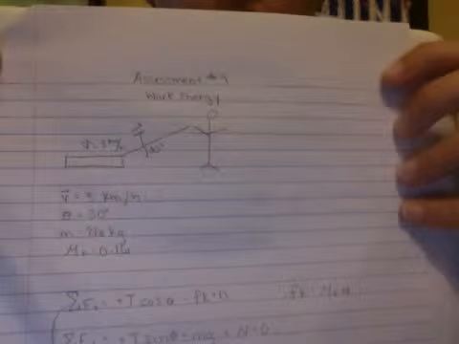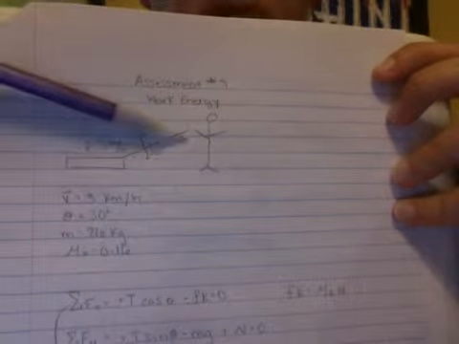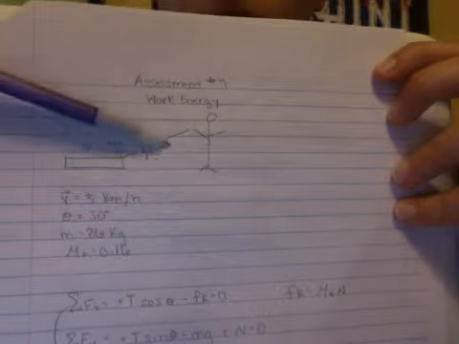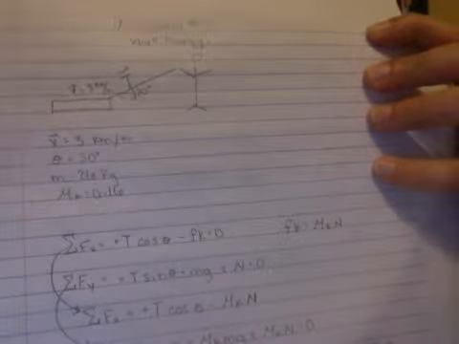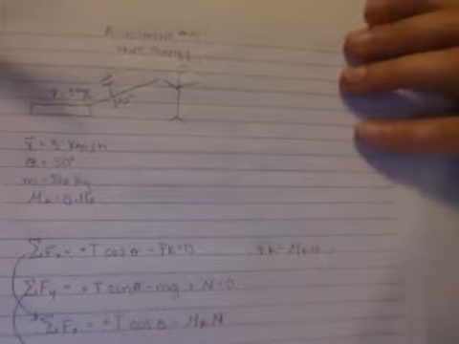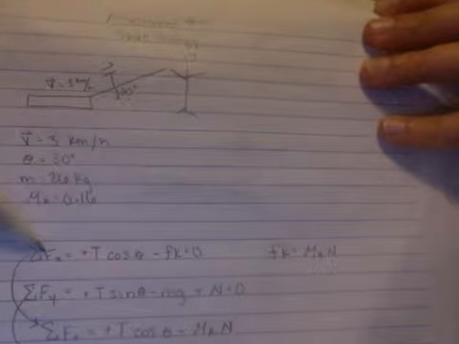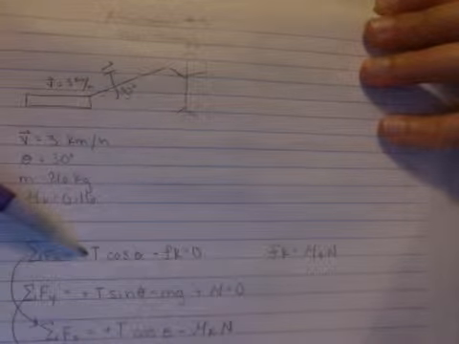What we're trying to find is the work done by the person. So the first thing I did was total up the forces in the X and Y direction, as if we were to draw a free body diagram. In the X direction we have the positive force of the tension cosine theta equals kinetic friction.